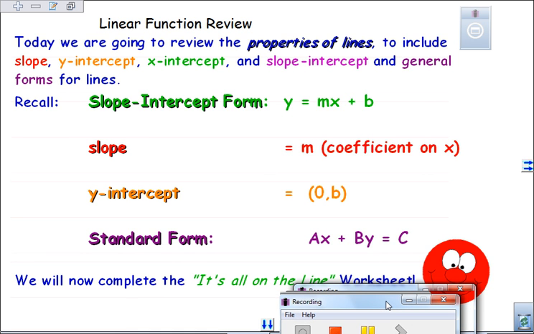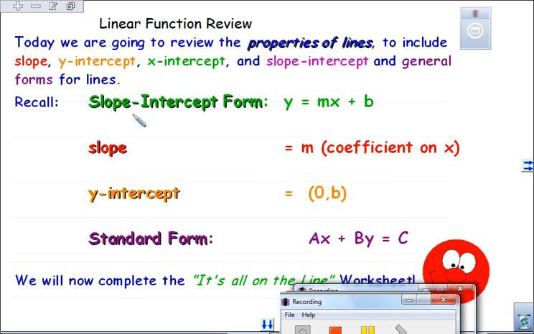Today we are starting our new unit on modeling. We are going to review linear functions. Today we're going to review the properties of lines to include slope, y-intercept, x-intercept, slope-intercept, and general forms of lines.